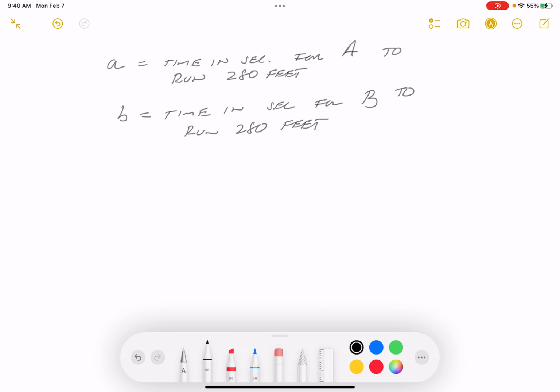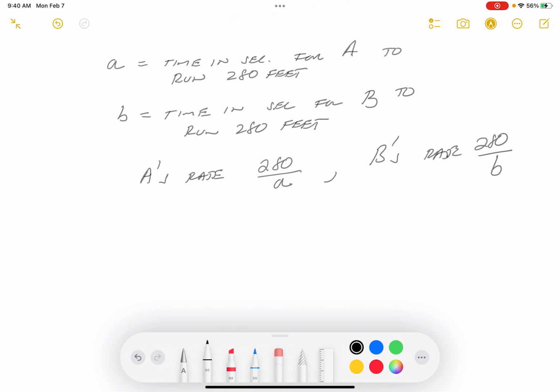All right, I'm thinking about this. A is the time in seconds for A to run 280 feet. B is the time in seconds for B to run 280 feet. So what would A's rate be? It would be 280 feet in every A seconds. And what's B's rate? Well, B's rate is 280 feet in B seconds.